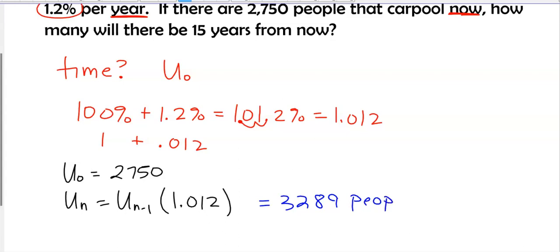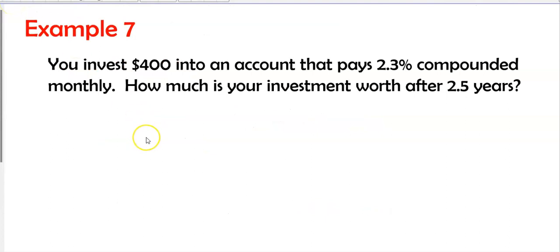And we should add some units when we're doing those real world problems. All right, moving along to example 7. This one, they kind of get more and more complicated as we go here. Example 7, this is some cool real life stuff. You invest $400 into an account that pays 2.3% compounded monthly. How much is your investment worth after 2.5 years?